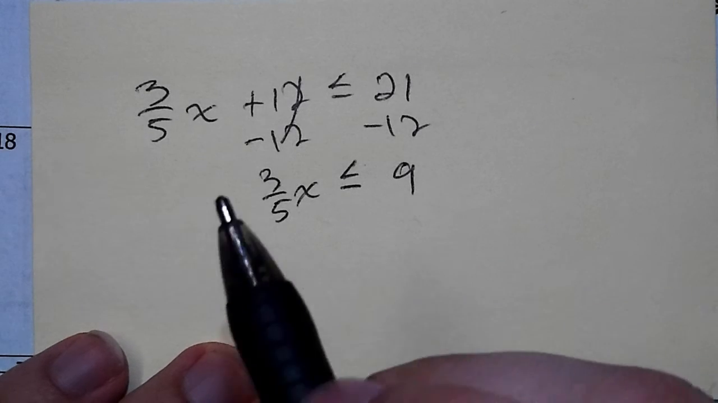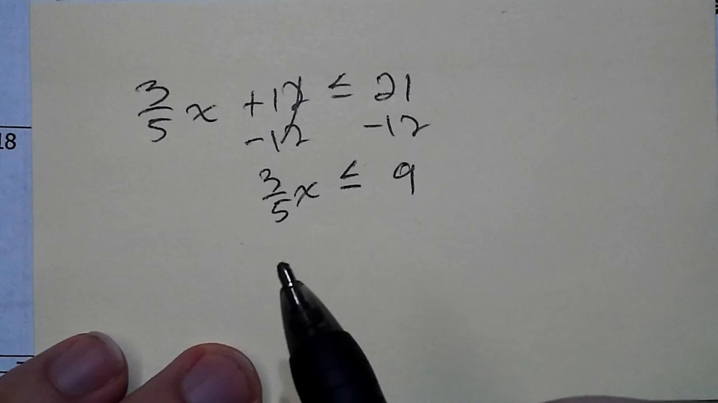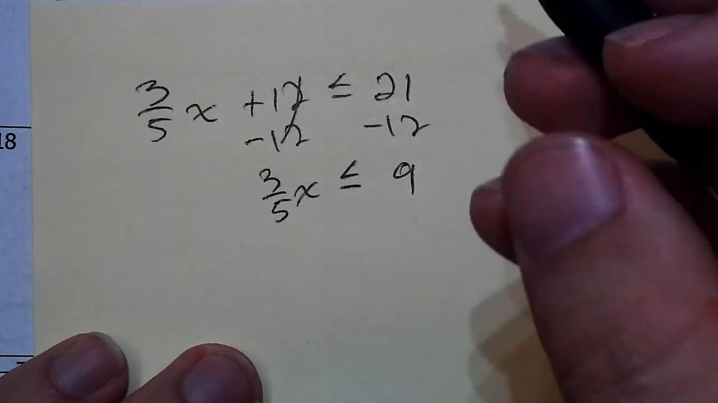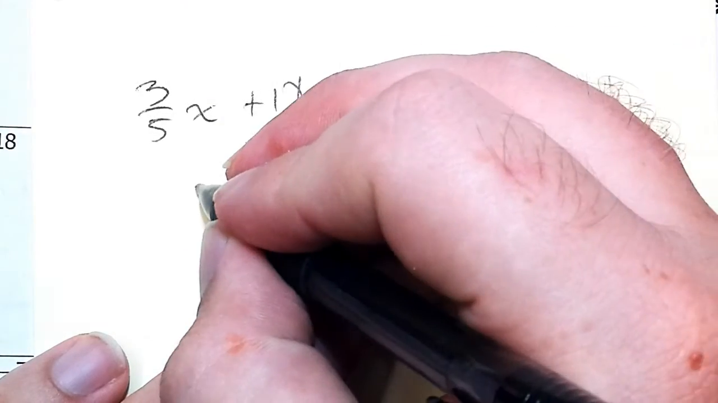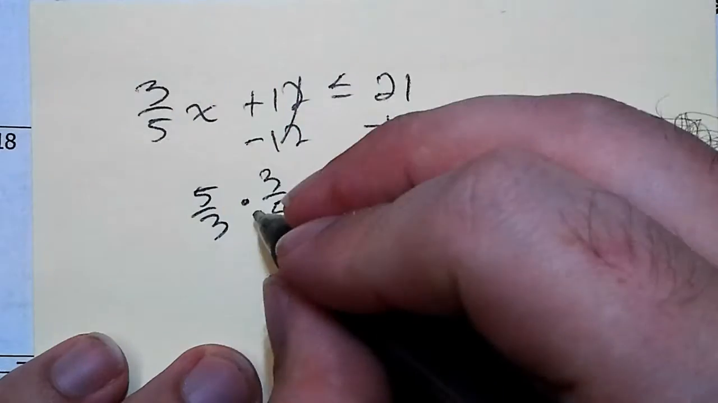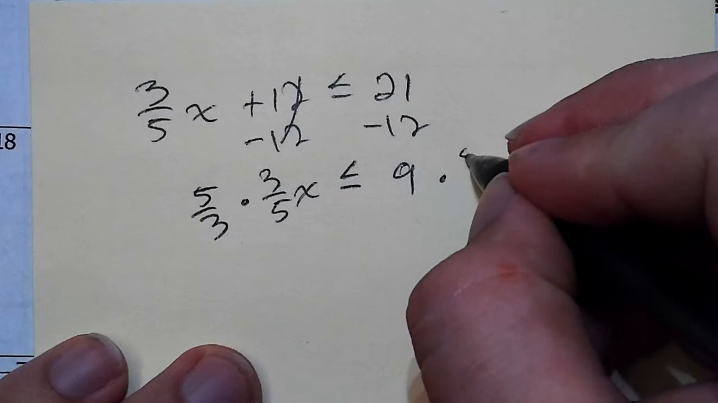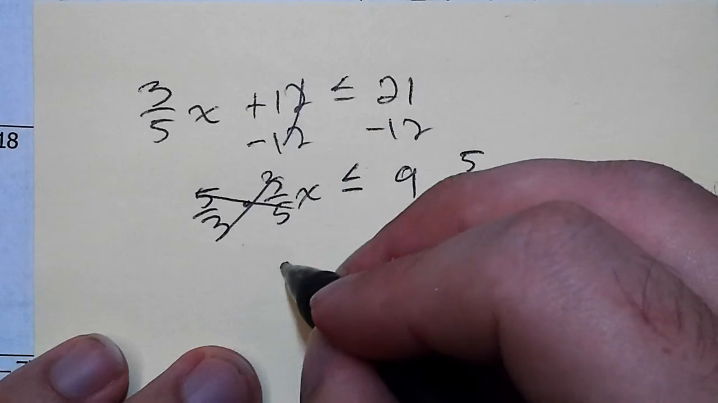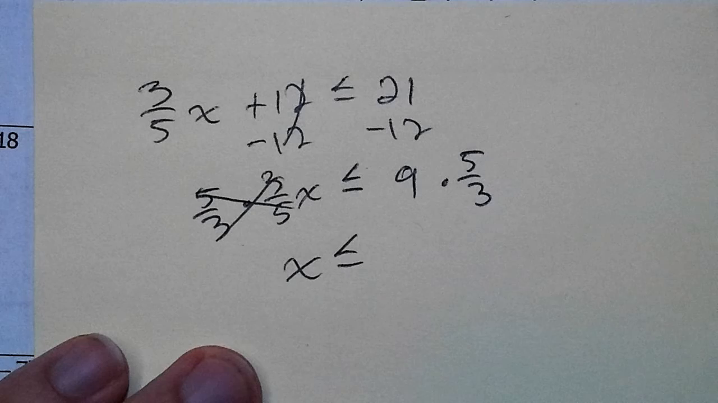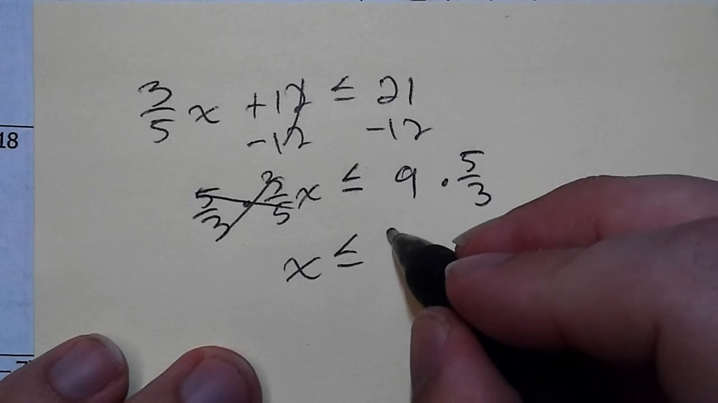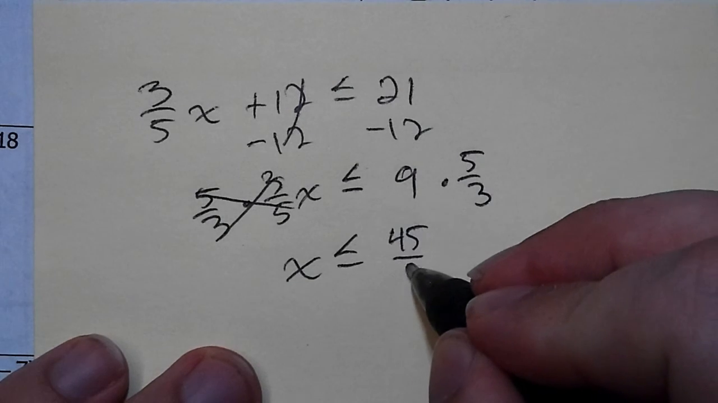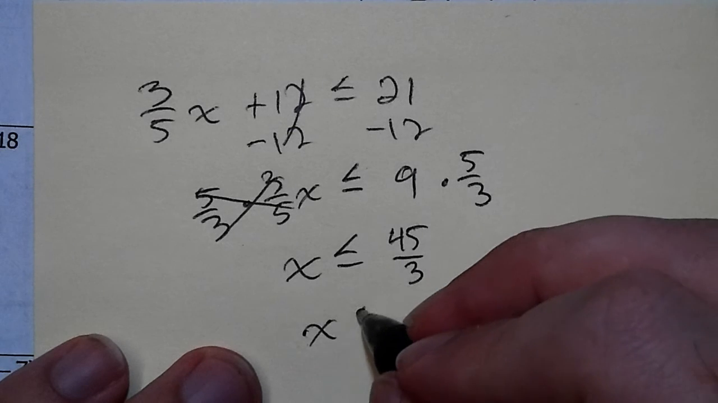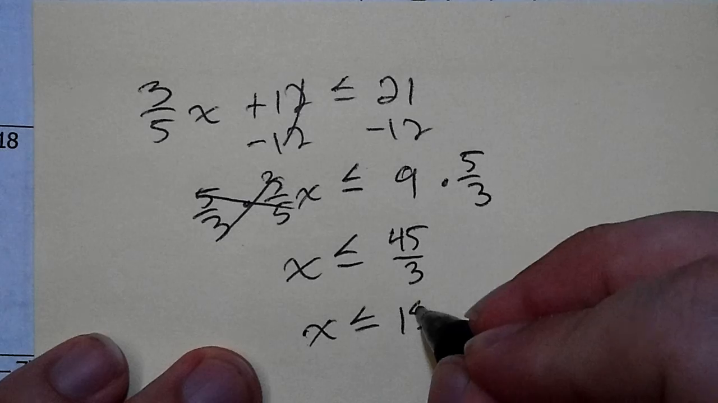Now, to cancel out a fraction, we will multiply by the reciprocal, which means take that fraction and flip it. So we're going to multiply by 5 over 3. Whatever you do to this side, you got to do to this side. These cancel. This ends up giving me just x less than or equal to, and then 9 times 5 is 45. That divided by 3 comes down to 15. So x is less than or equal to 15.